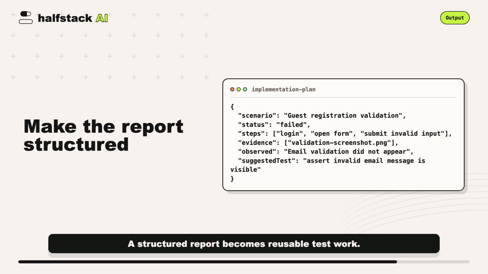If your team already uses a test management system, map these fields to that system. If you use pull requests, attach the report to the bug or the test change. The point is to keep agent output from becoming another loose chat transcript that nobody can audit later.